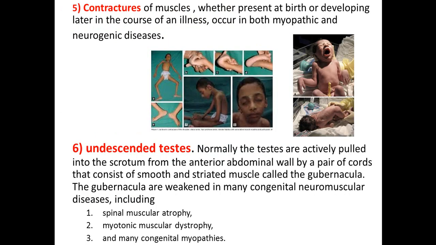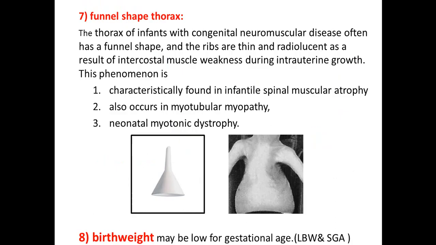Regarding contracture of the muscle, it may be present at birth or may develop later during the course of disease, and it occurs in both myopathic and neurogenic disease, so it is not a differential point. We have another characteristic finding, undescended testis. This occurs because the testis is normally pulled into the scrotum from the anterior abdominal wall by a pair of cords. The cord consists of smooth and striated muscle. It is called the gubernaculum. And the gubernacula are weakened in many congenital neuromuscular diseases like spinal muscular atrophy, myotonic muscular dystrophy and many congenital myopathies.